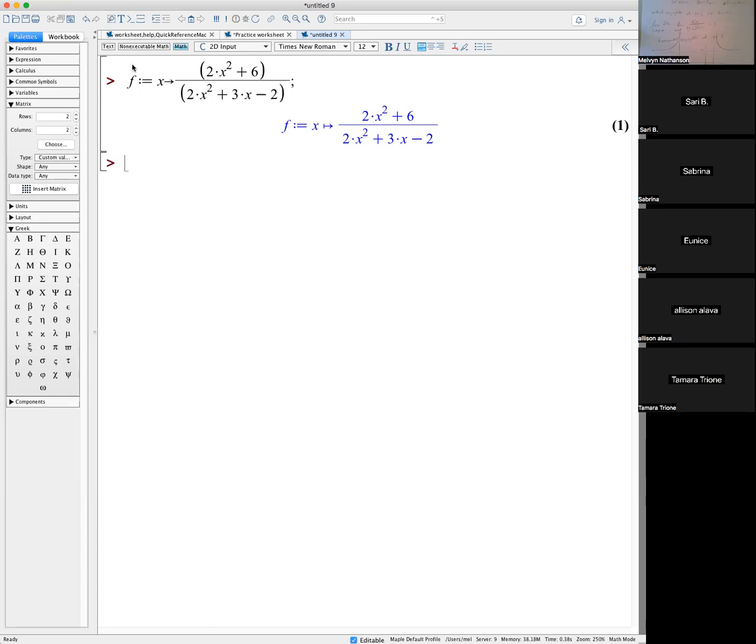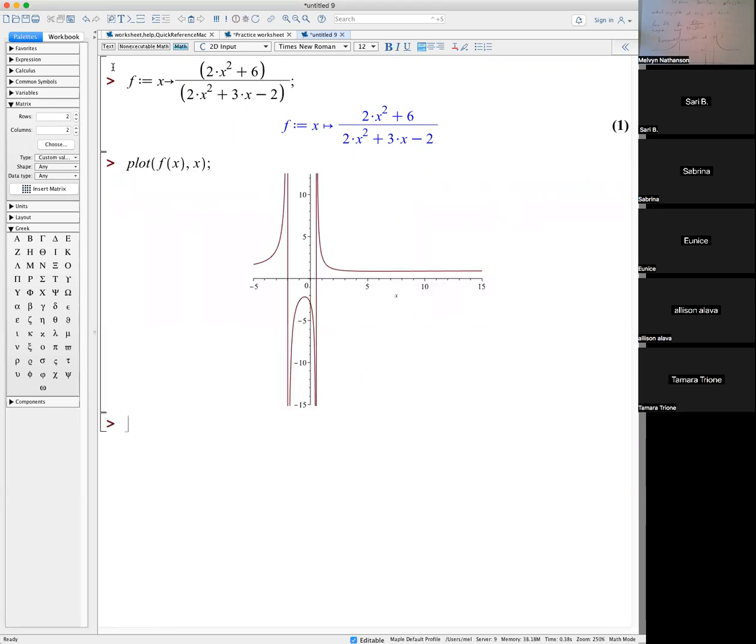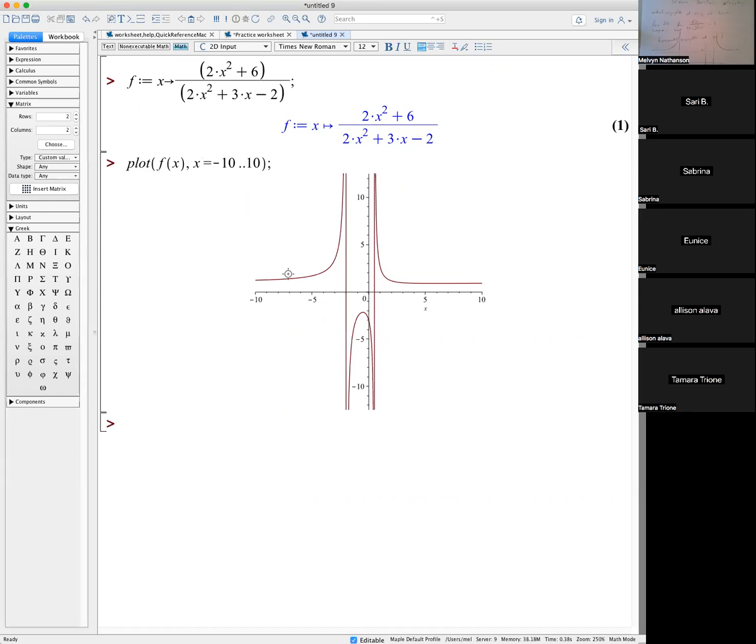So that's my function. And if I want to plot f of x, comma x. There it is. Let me do a little bit more, maybe from x equals minus 10 to 10. Exactly what I have sketched out.